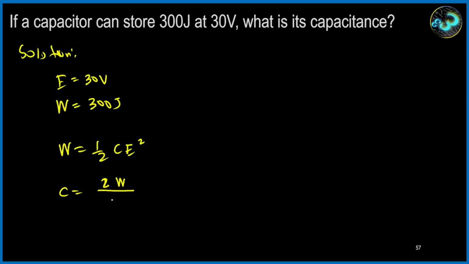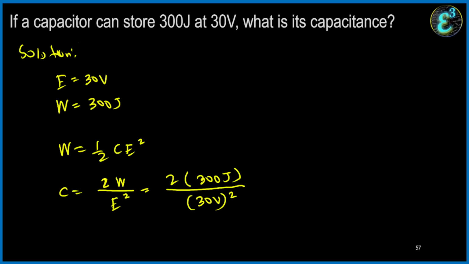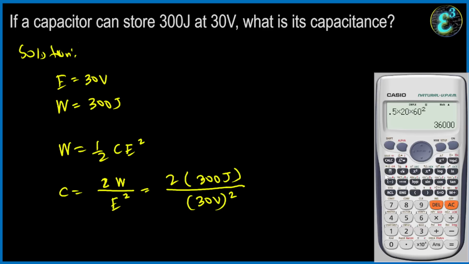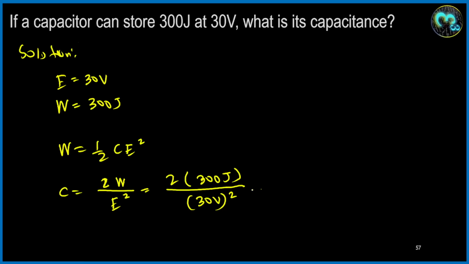Tapos energy, divide V squared. So we have 2 times the energy, which is 300 joules, over our voltage, which is 30 volts squared. Yan. So using our calculator, we have 2 times 300 divide 30 squared. Okay, so that is equal to 2/3 or 0.67, no? Ayan. So we have 0.67. So this is farad.